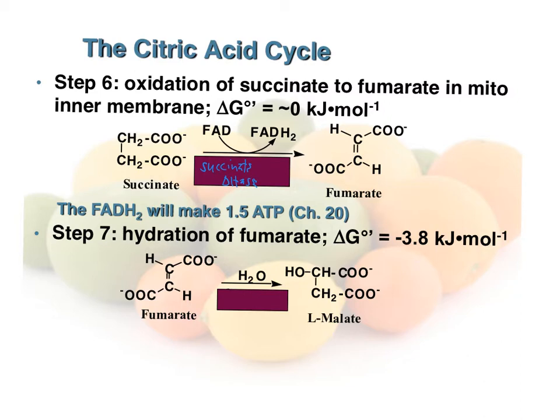Okay, so step 7 is hydration of fumarate becoming L-malate, and it's fine with me if you just call it malate. That's the L versus the D, just to let you know the stereochemistry for the sugar. We've actually seen malate before. I don't know if you remember it or not, but we saw it as part of gluconeogenesis. Malate's important. It's another one that's commonly used in multiple metabolic pathways.